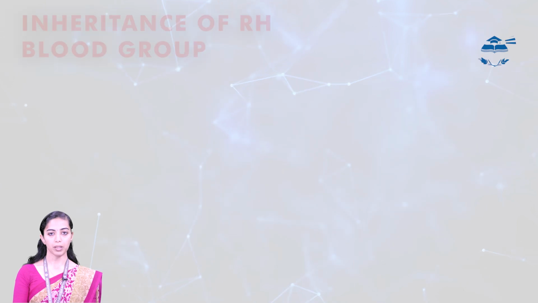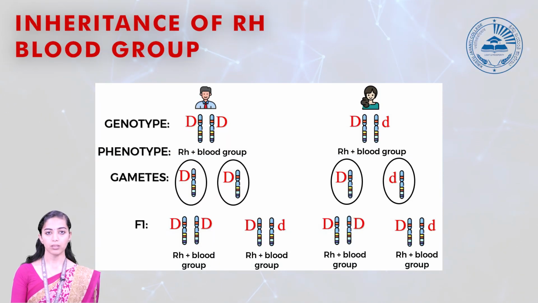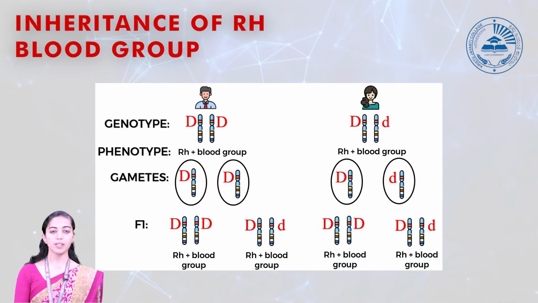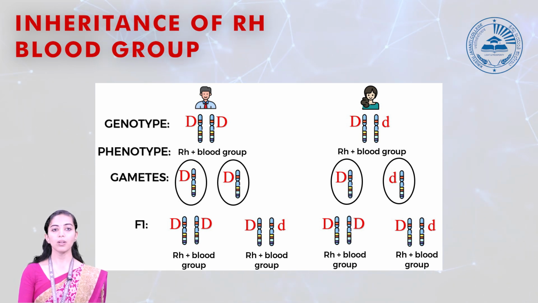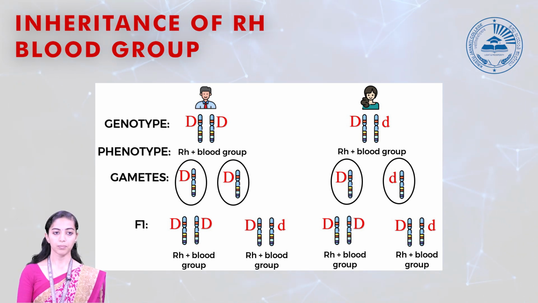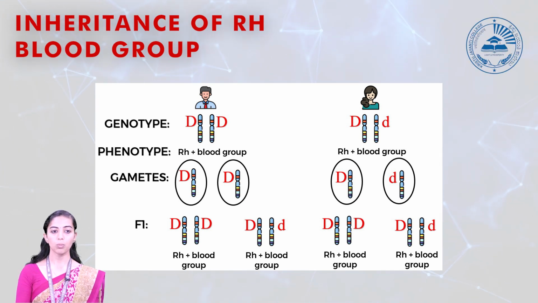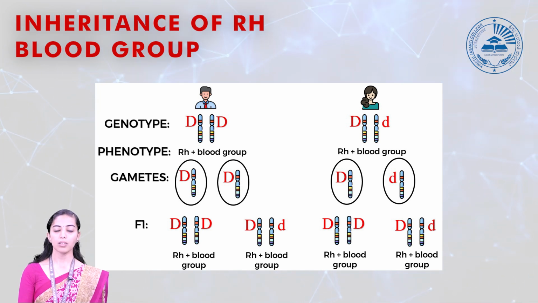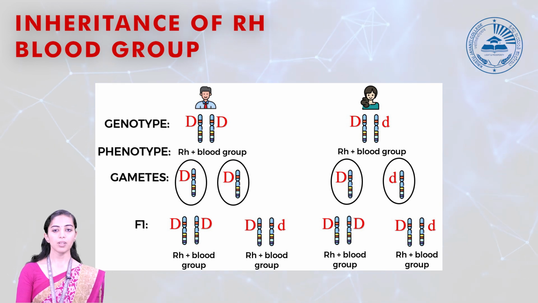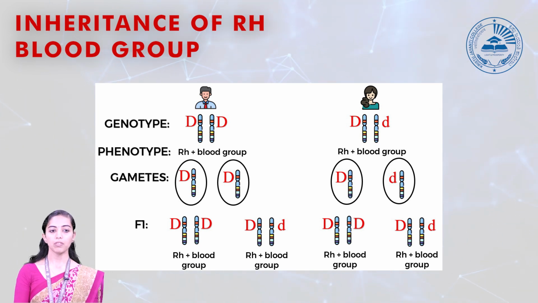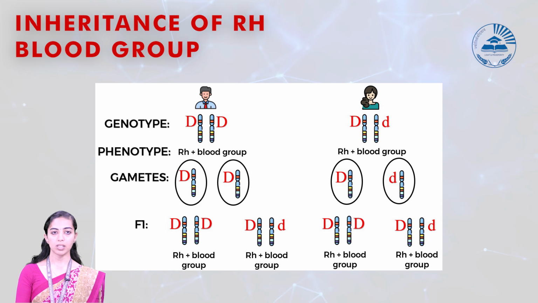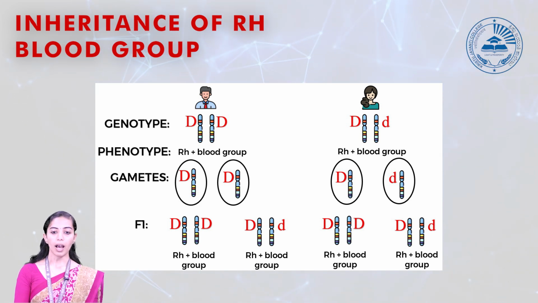Inheritance of Rh blood grouping. Whether you are Rh positive or negative is determined by what Rh your father and mother had. Consider a scenario where the genotype of the father is D, which is homozygous dominant for D, and they are Rh positive, and the mother is also Rh positive but she has heterozygous D condition. The gametes that will be formed will have D, D, and small d. So, the first filial generation will have all positive blood groups, either homozygous D or heterozygous D.